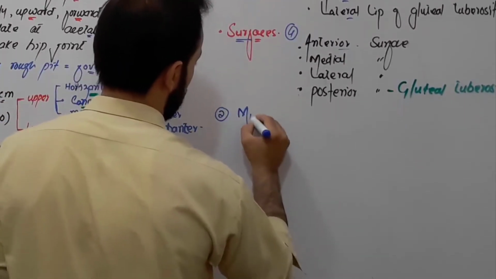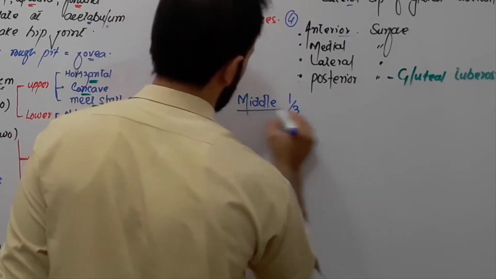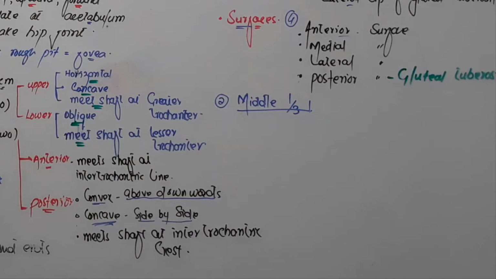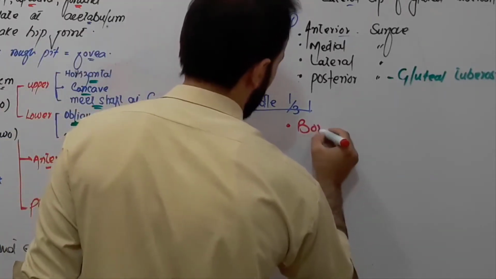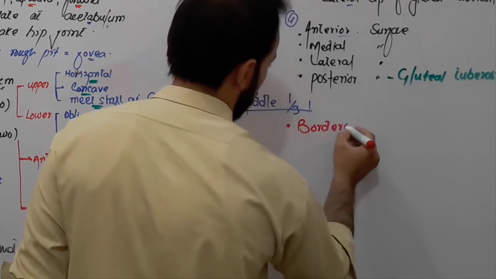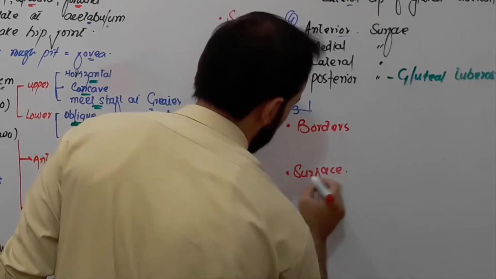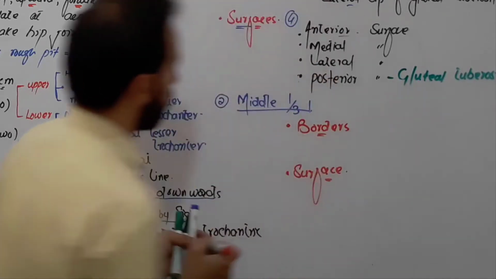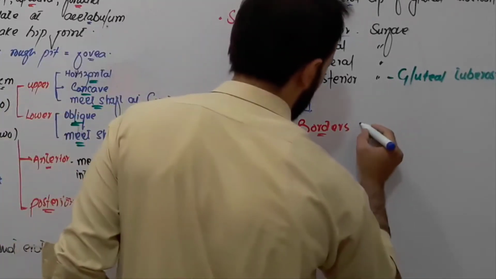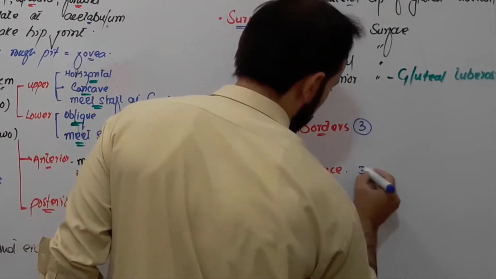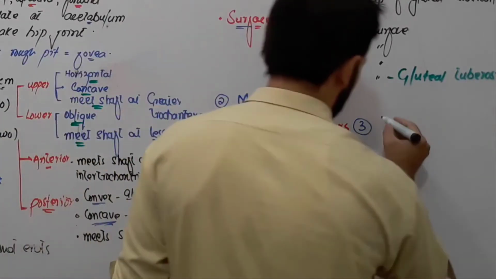So there is the middle one third of this femur, actually the shaft of the femur, which again has borders and surfaces. This middle one third has three borders and three surfaces. Upper one third had four borders and four surfaces, but middle one third has three borders and three surfaces. And what are those borders? Let me name them here.